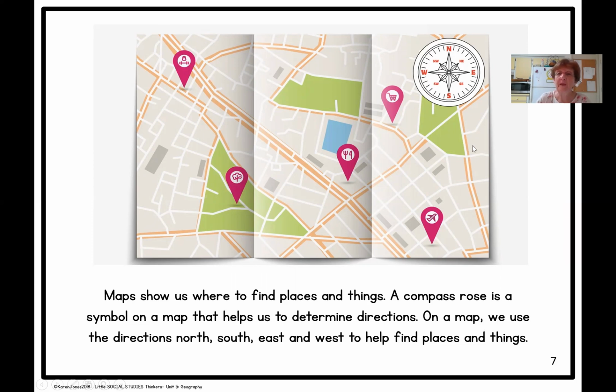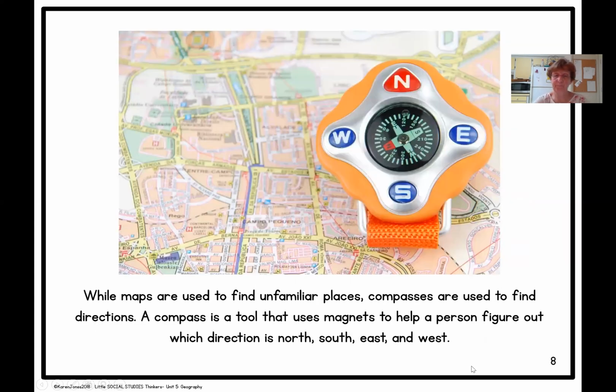Okay, this little thing up here is called a compass rose. It's a symbol on a map that helps us determine directions. On a map, we use the directions north, south, east, and west to help us find places and things. While maps are used to find unfamiliar places, compass roses are used to find directions. A compass is a tool that uses magnets to help a person figure out which direction is north, south, east, and west.